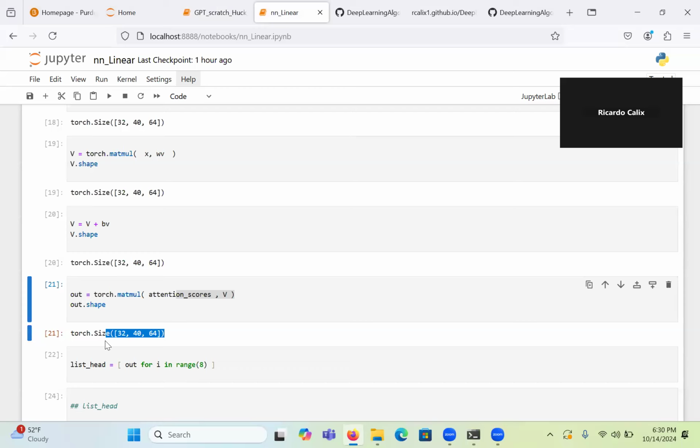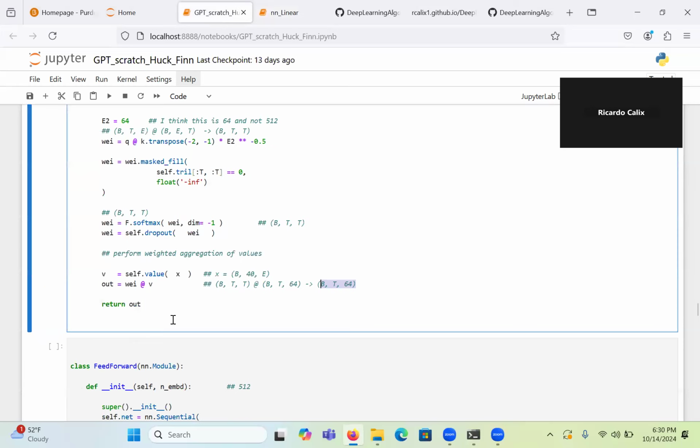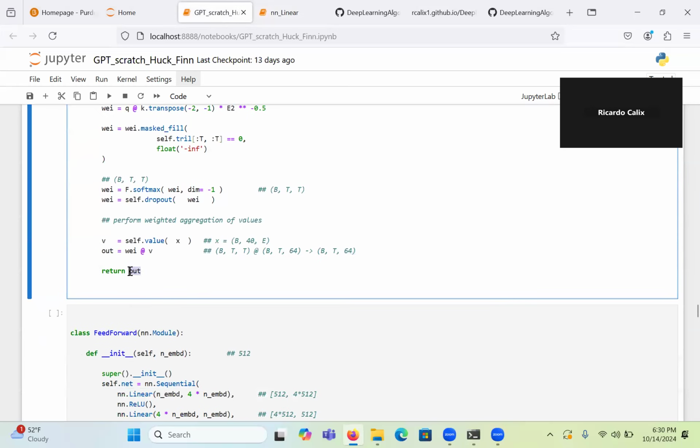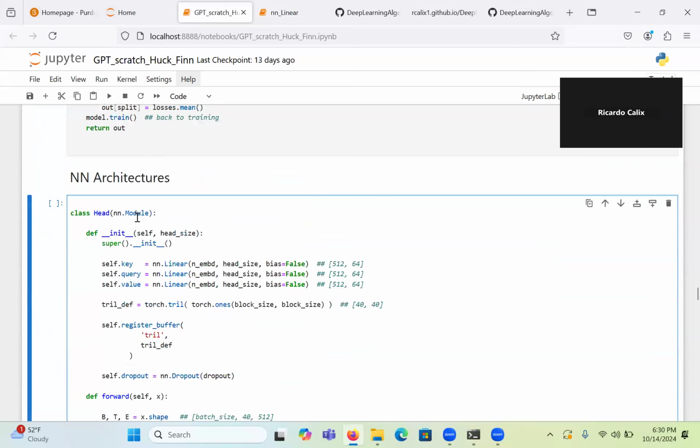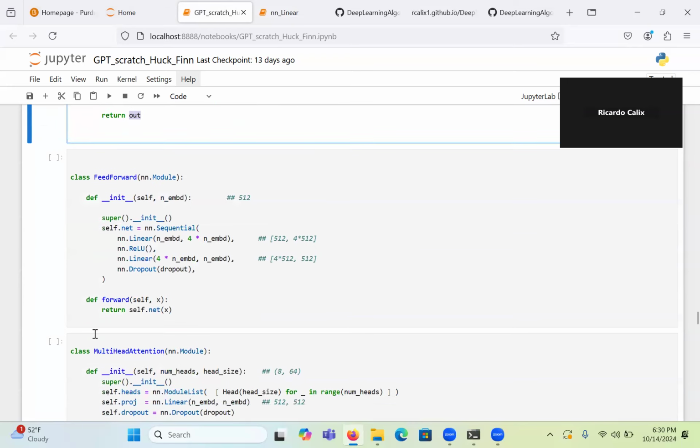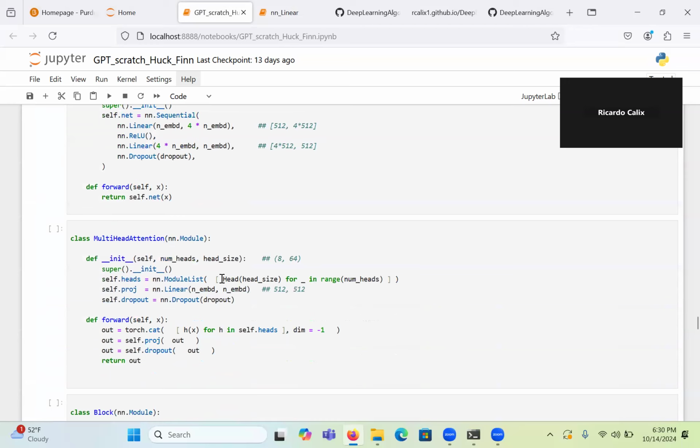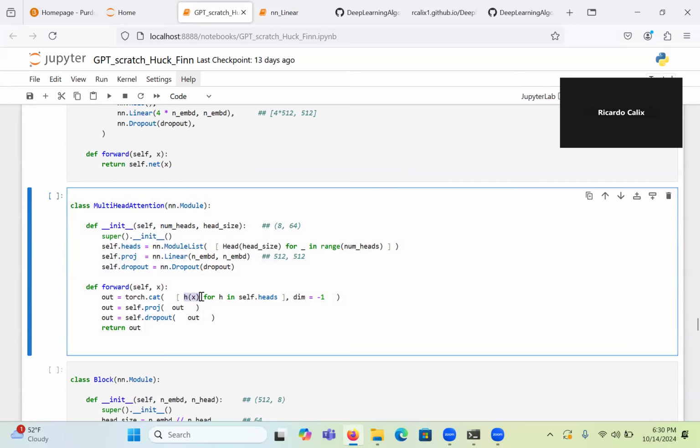Make sense? So remember, K and Q, they're n by 32 by 64, get multiplied, becomes n by 40 by 40, and then that n by 40 by 40 times V becomes n by 40 by 64. And then that's one attention, then I need to have 8 attentions that need to be concatenated. So this output is only one n by 40 by 64, okay? And this is a head, right? One head. But remember, in the code we have here, we have 8 of them.